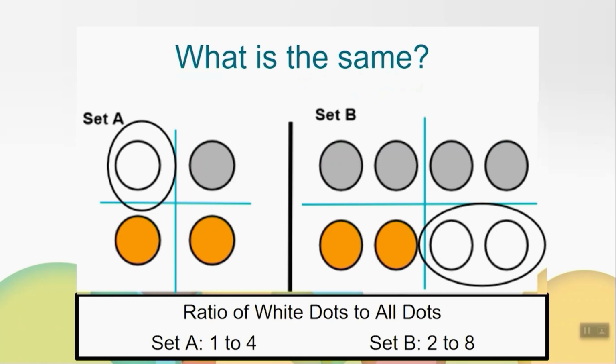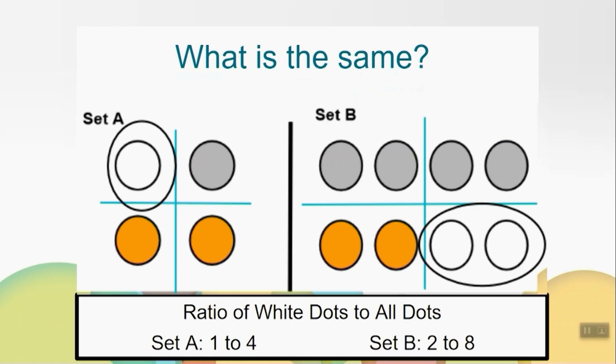The ratio of white dots to the total dots in set A is 1 to 4. And the ratio of white dots to total dots in set B is 2 to 8. We call these ratios equivalent because the relationship of white dots to the total number of dots is the same.